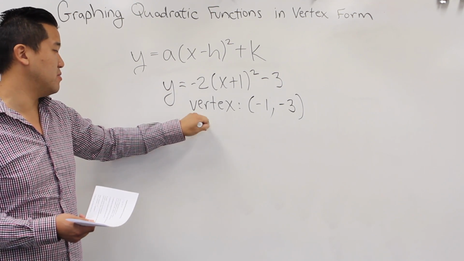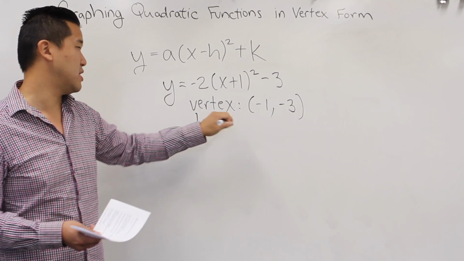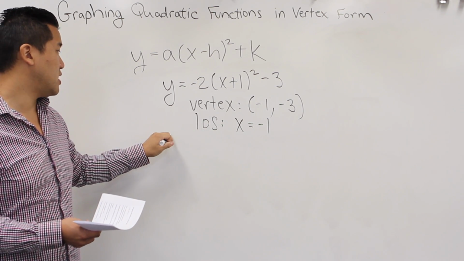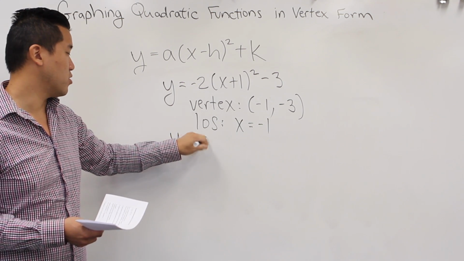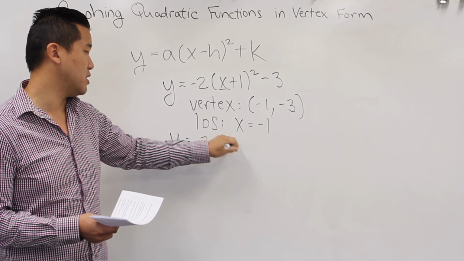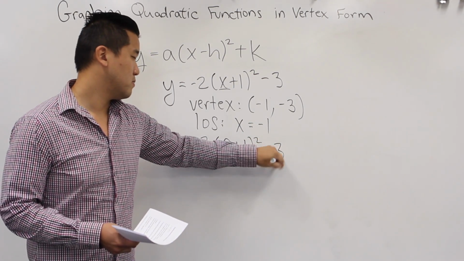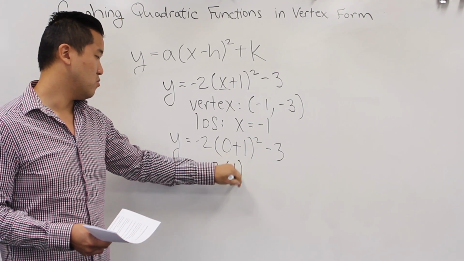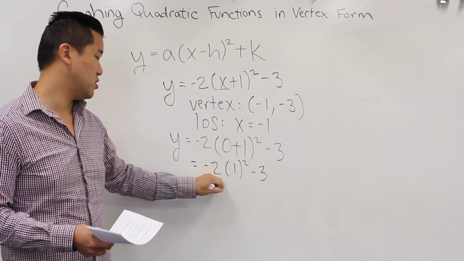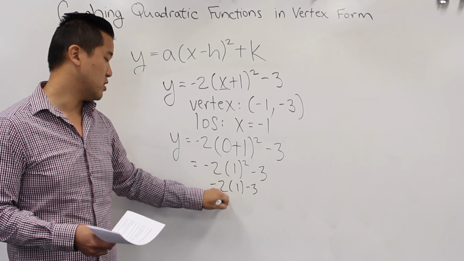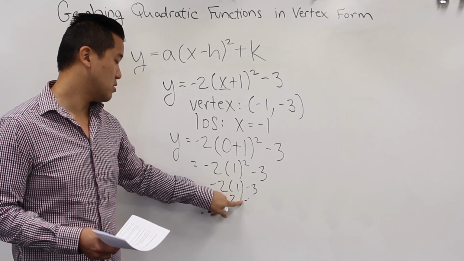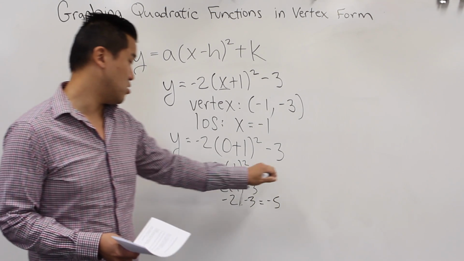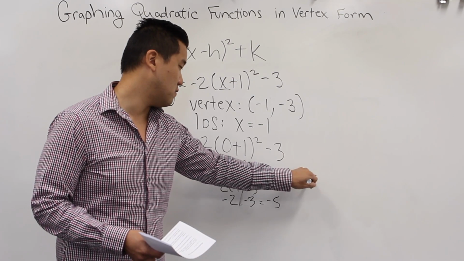So where is your line of symmetry then? Remember, the vertex lies on your line of symmetry, so it's x equals negative 1. To find your y-intercept, we let x equal 0. So we're going to plug in 0 for x, and we're going to solve. Make sure you guys use order of operations. So it's negative 2 times 1 squared minus 3 times 1 minus 3, which is negative 5. So my y-intercept is 0, negative 5.